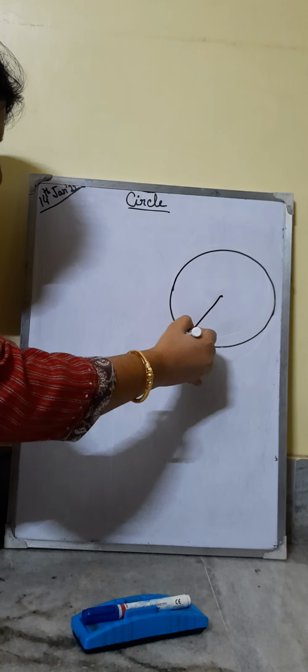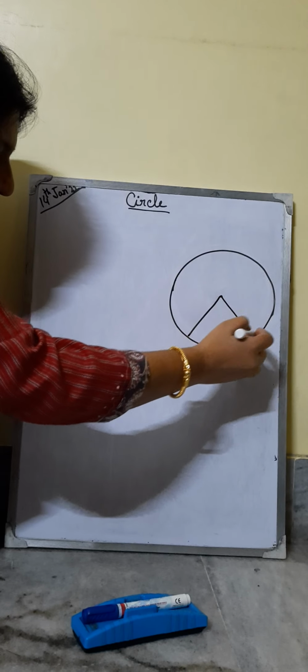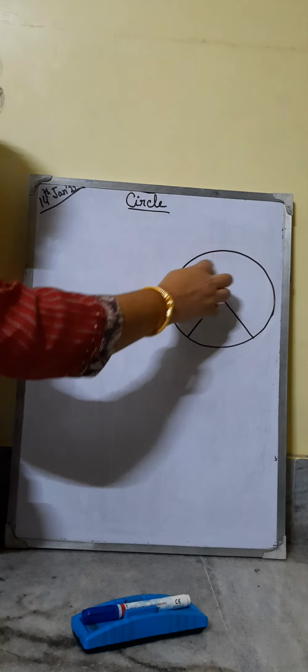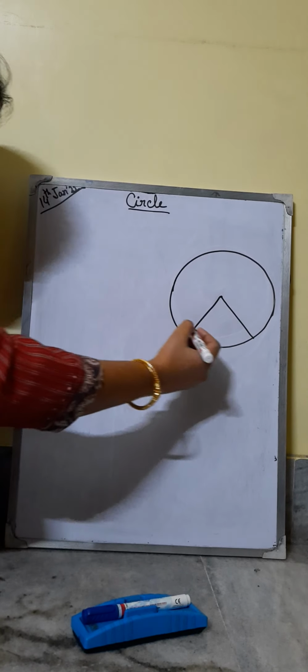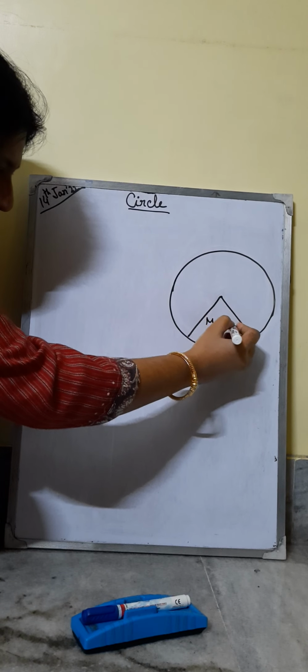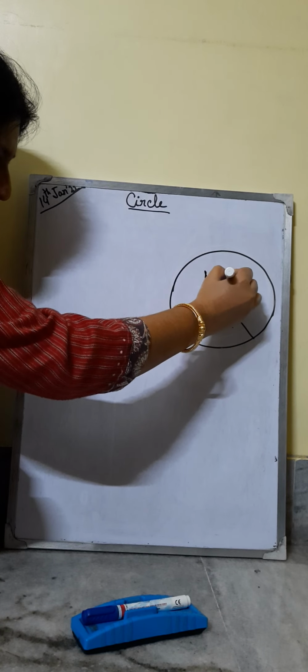Now, first I discuss what is the sector of the circle. Suppose we draw two radii and the arc of the circle, making a closed figure. This closed region is the sector of the circle, and this is also a sector of the circle. And if we say it is minor and major, you all know that this is called the minor sector, and this is the major sector, right?